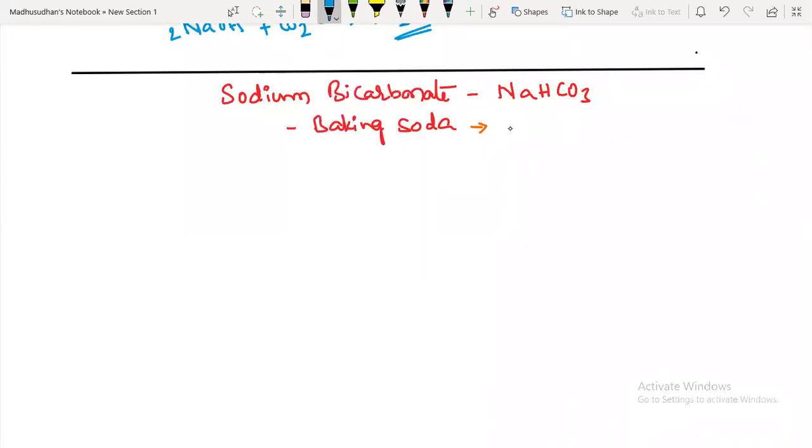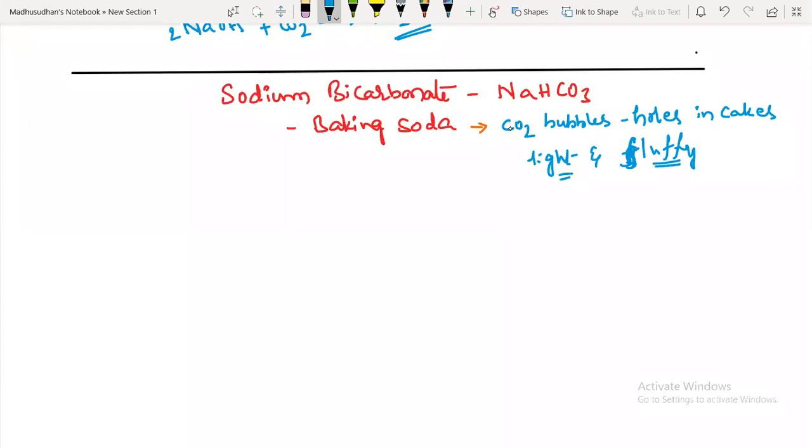because it decomposes on heating and generates bubbles of carbon dioxide. Carbon dioxide is a gas. When it is trying to escape, it creates holes in bread or cakes. It is creating holes in cakes or pastries and making them light and fluffy.